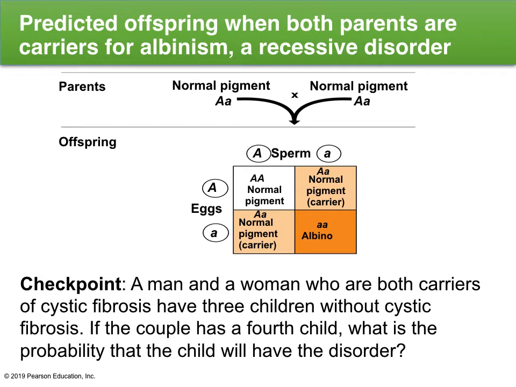Anywho, so if you have a couple of individuals who are both carriers, and in this case they had 3 children without cystic fibrosis, if they have a fourth child, again, each reproductive event is a new probability event. So the probability would be 1 out of 4, or 25%. You could look at it in terms of percentage that the child will have that disorder.